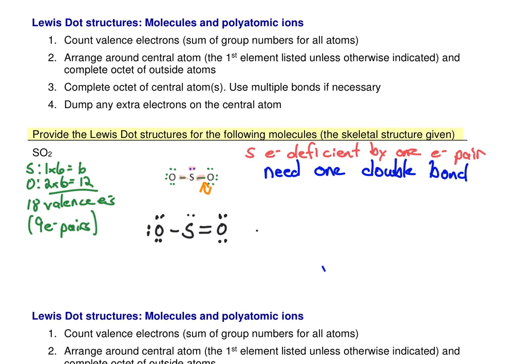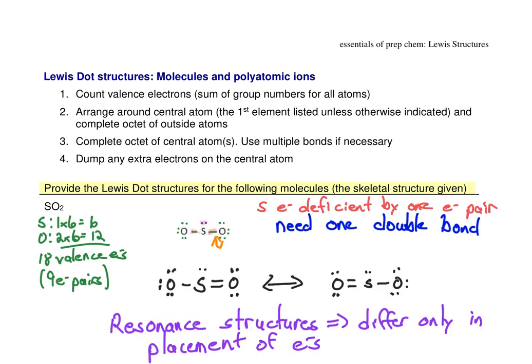Now we could have formed a double bond with the left-hand oxygen atom. This is a second resonance structure. These resonance structures differ only in the placement of electrons.